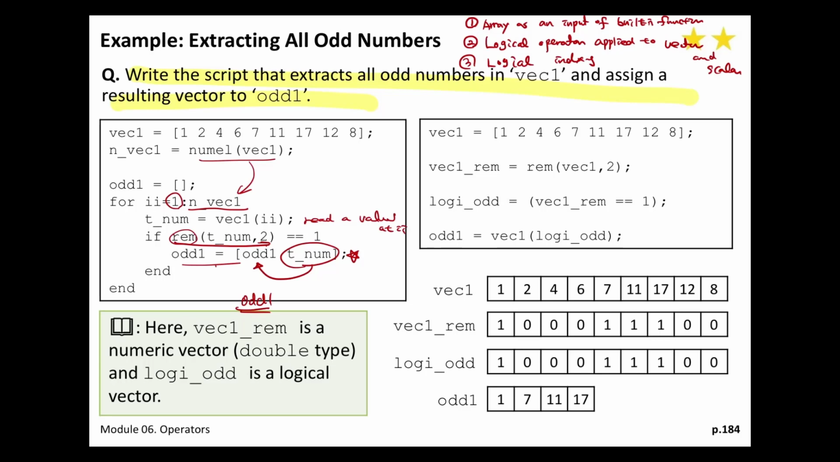So let's take a look at the first line. The rem function supports a vector as an input, so this operation is also an element-wise operation. That's why it gives you 1s and 0s. If you divide by 2, the remainder is 1 or 0. So the 1 location is the odd location, and the 0 location is the even location, right?